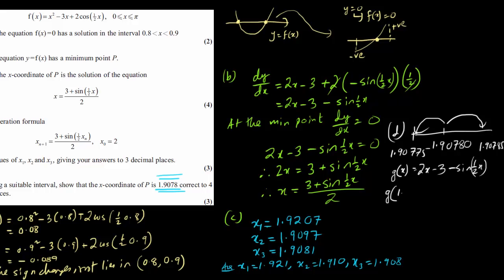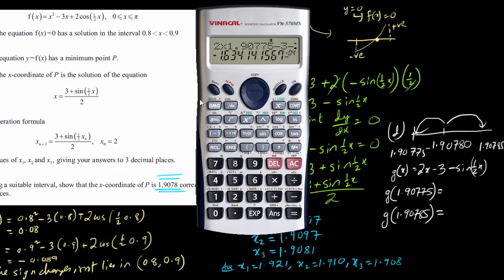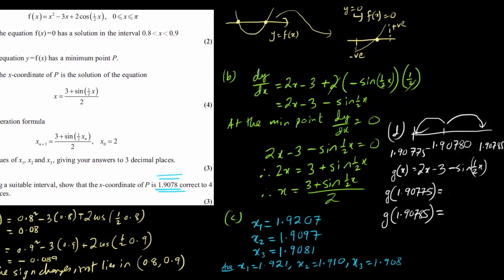So this is going to be g of 1.90775 and g of 1.90785. So let's put the values over here. So we get this. Remember, it has to be in radian mode. Let me change to standard form. So minus 0.00016, minus 0.0001. What matters is that it is negative.